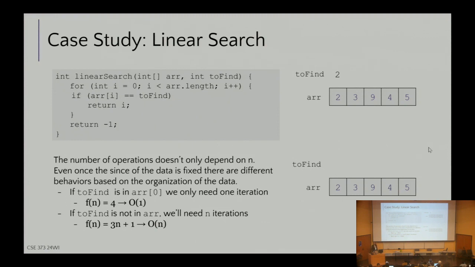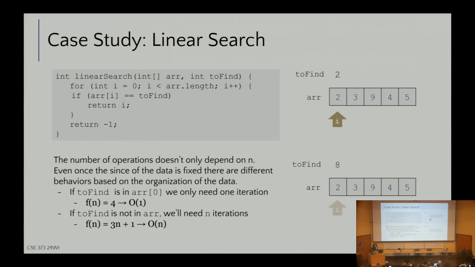Well, I would come in and start and look at index 0 and I'd be like, 2, great, found it. Return. My for loop ran one time. And it didn't matter if there were 1,000,000 things in that array or 10 things in that array. I only iterated one time. Now, what if I asked you to find 8 in that array?